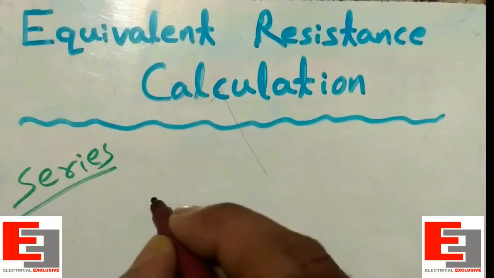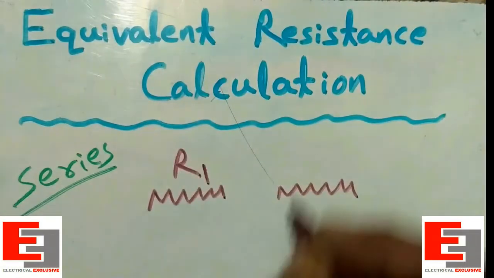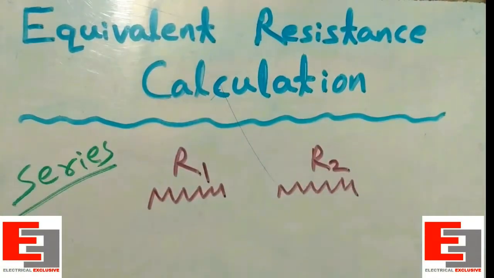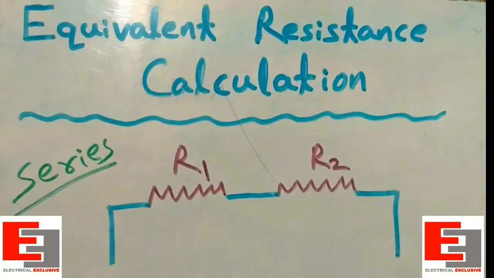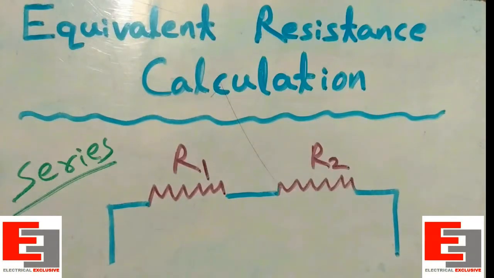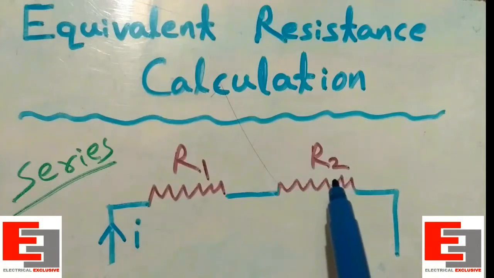We have two resistors. This resistance is R1 and this is R2, and these two resistors are connected in series. So guys, now you may ask me how did I know these two resistors are connected in series? Suppose I supply this circuit. You can see the current I passing through the resistor R1 as well as the resistor R2. That's why I can say these two resistors are in series.